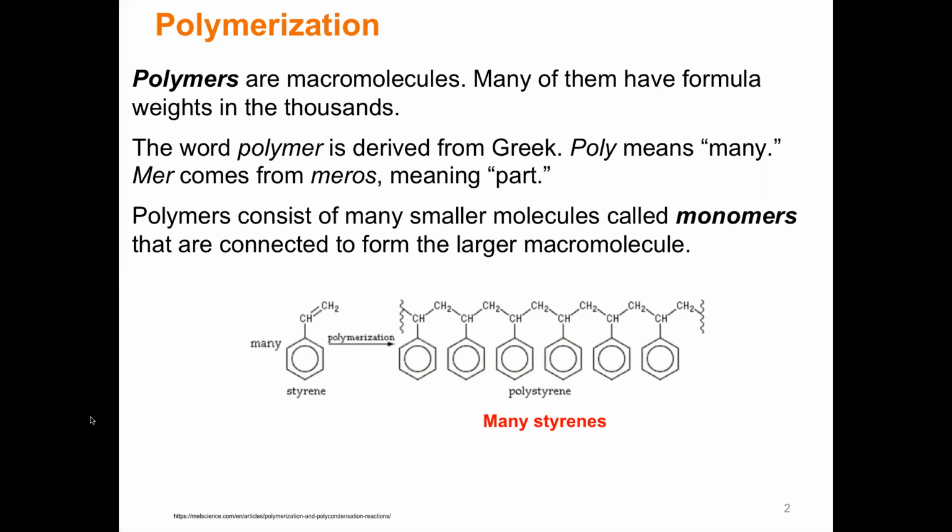What does it mean? Well, it's a Greek word, so poly means many, right? You probably know that. And mer is from meros, it's the part, right? So many parts. And they're made up of these smaller units and they repeat. So here you can see polystyrene. Poly means many styrenes, and this is what styrene looks like. Now this is a benzene ring and there's a methyl group here. And they're joined here over and over and over again.